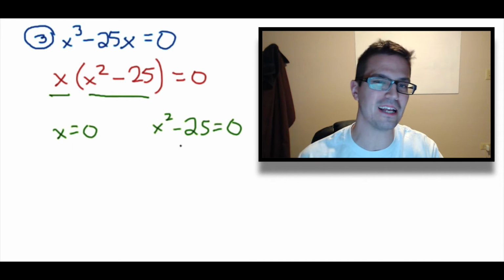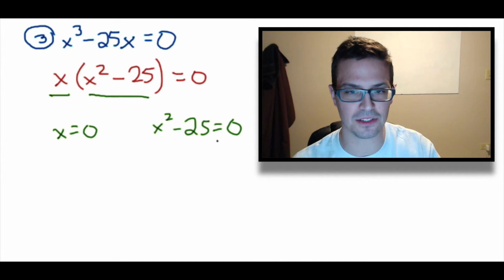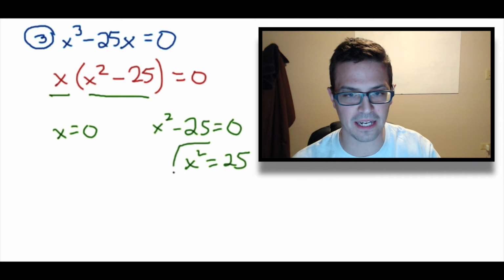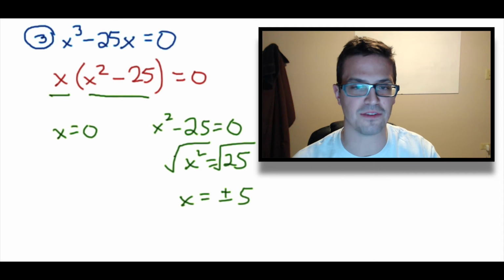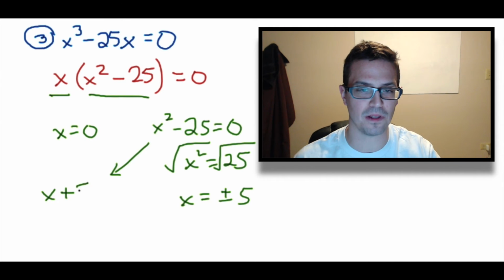This one right here, you can factor it a little bit more if you wanted to, x plus 5 and x minus 5, but it might be easier just to add 25 to the other side, like so, and then to get rid of that square, just square root both sides, and then x would be equal to plus or minus 5.